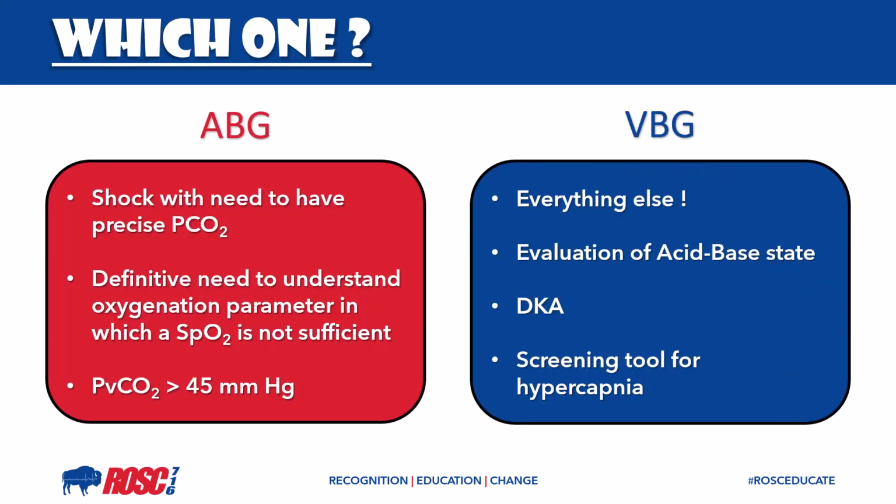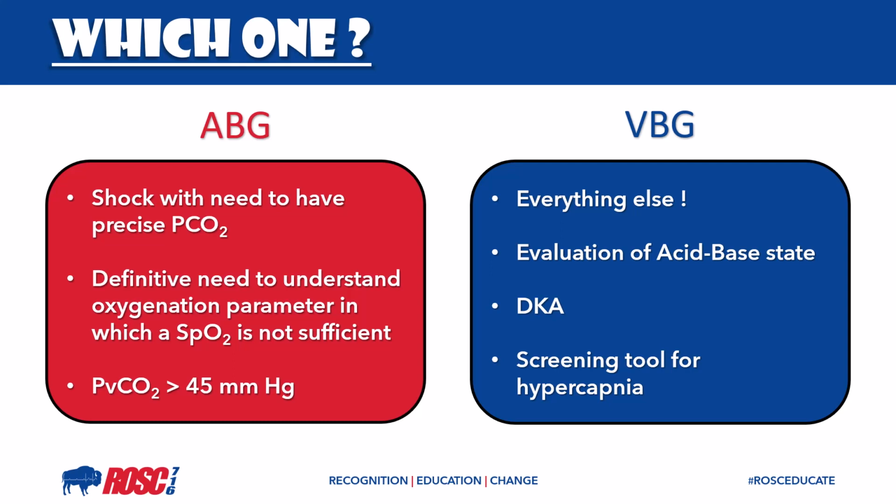So when do I choose between an ABG and a VBG? Well, first let's start with the ABG. If I have a patient that's in shock and I need to have a precise PCO2, then I consider an ABG. Or maybe I have a definitive need to understand an oxygenation parameter that a pulse ox is just not cutting it. Maybe I need to see that PaO2, the SaO2, calculate a PF ratio or an adult oxygen index, or maybe I want to take a look at an AA gradient, then an ABG would be indicated.